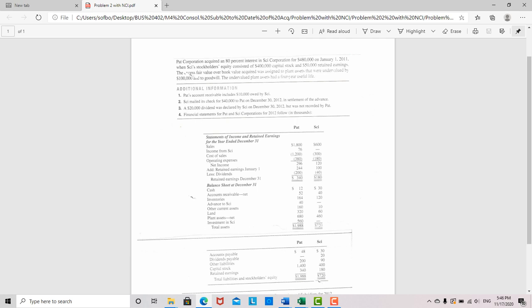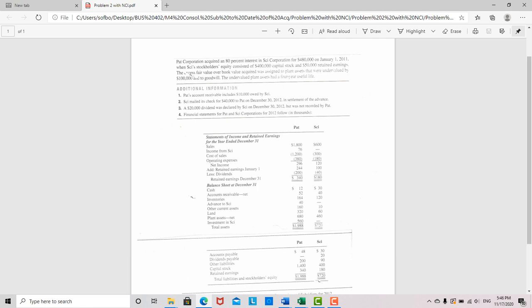Now they're just giving you the goodwill calculation here, basically. The excess of fair value over book value acquired was assigned to plant assets. So there's only one type of asset, plant assets. It was undervalued by $100,000, and the rest goes to goodwill. So basically the difference of the purchase price over the net book value is just going to be split. Part of it goes to plant assets, part of it goes to goodwill.